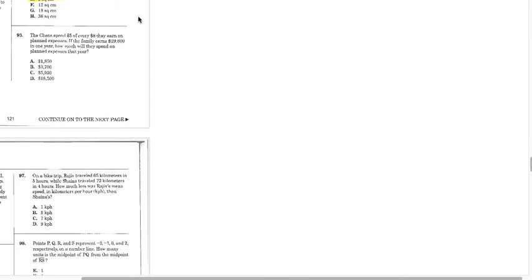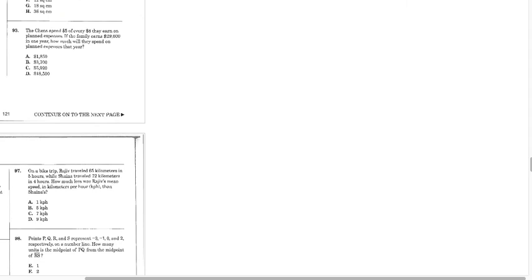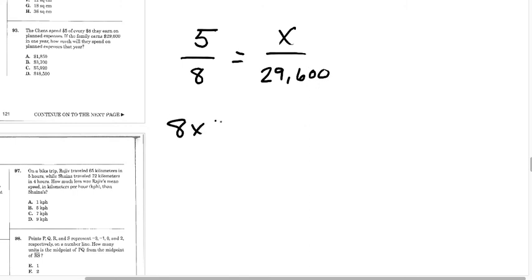Last question, number 93. Shen spends $5 out of every $8. And I want to know how many dollars out of 29,600. So what we have to do here is start with 8 times x is 8x equals 29,600 times 5, which is 148,000.